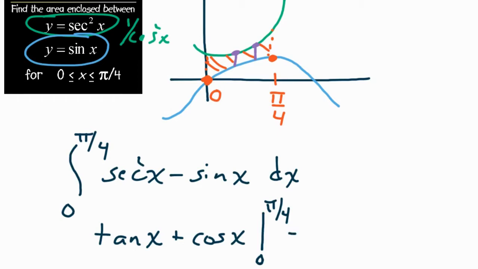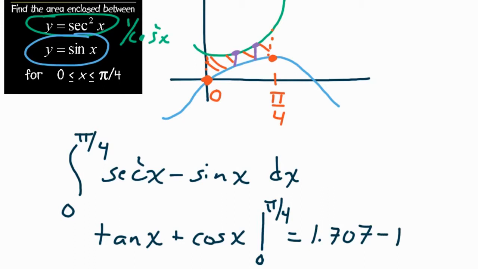And of course the thing that I need to do is plug in pi over 4 and to plug in 0. Again, do this on your calculator. Actually plug in pi over 4. If you plug that into tangent and a cosine and add them together, you get 1.707. If you plug in 0, you actually get 0 plus 1, which of course comes out just to be 1.